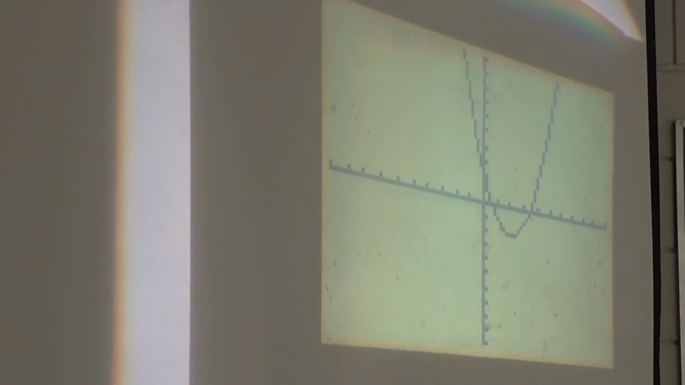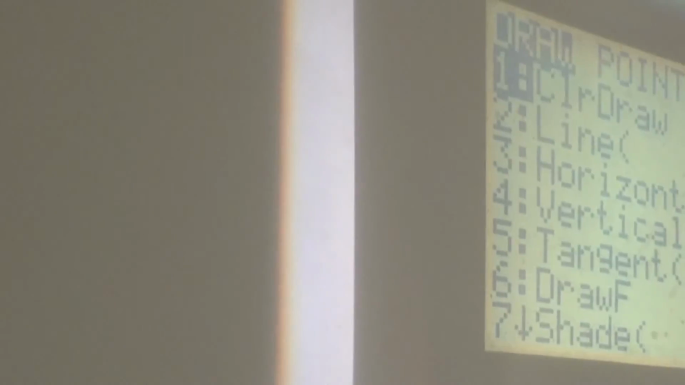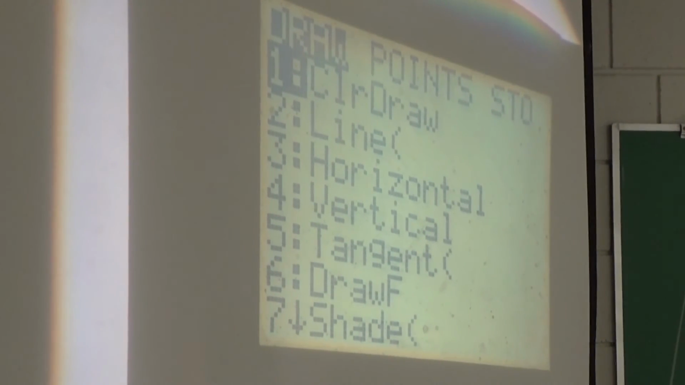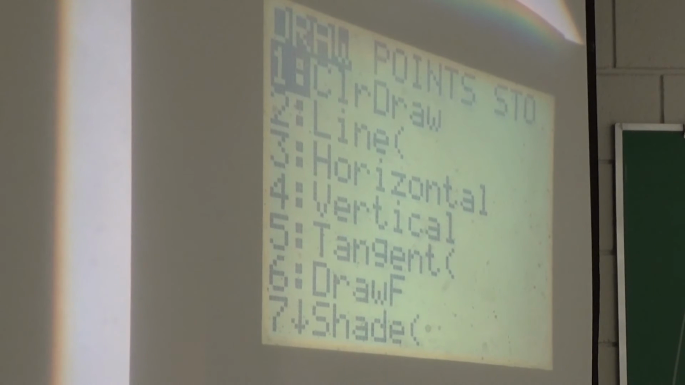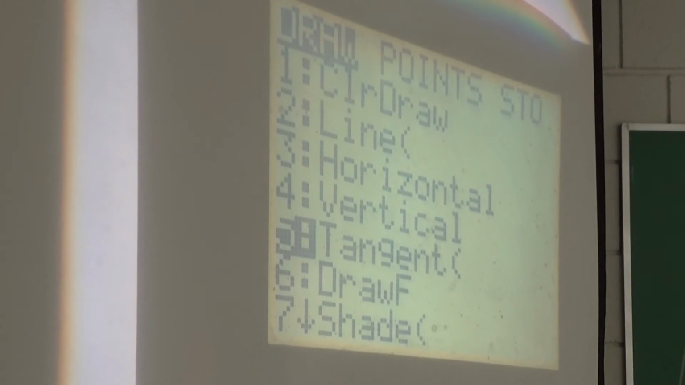When you see a button called draw, you have to hit second program. It's in the middle of the calculator. There's a program button. If you hit second program, it's called draw. Which one do I want? You had to draw the function first. So I'm going to number 4, right? 5. Oh, 5, thanks. I don't want a vertical tangent. So I'm going to 5. Now I'm going to hit enter.